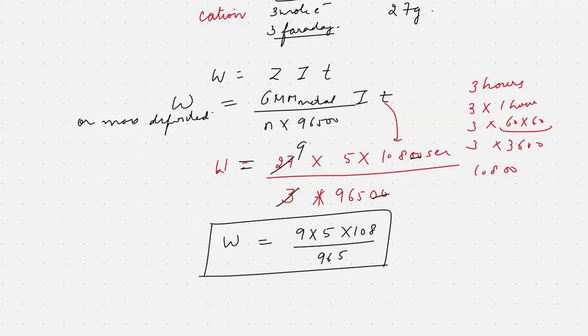Miss, will it be like gram or gram per mole? Grams. Understood? So that's the formula that we have with us. Any doubts in this? All right, perfect. So this is how we calculate the mass of the metal which is getting deposited on the electrode.